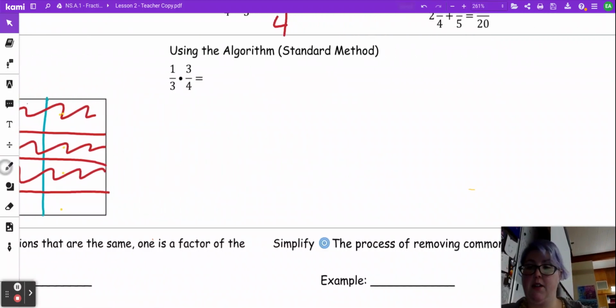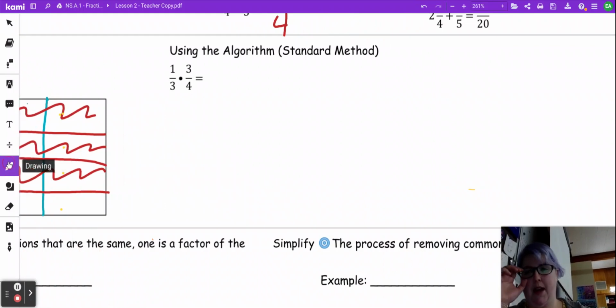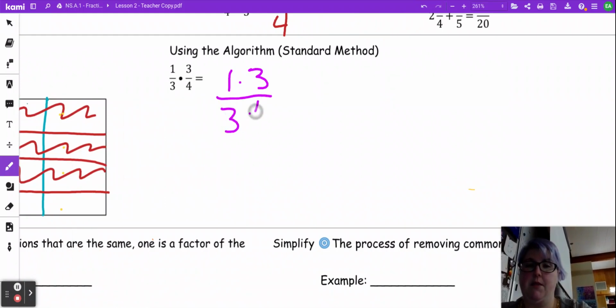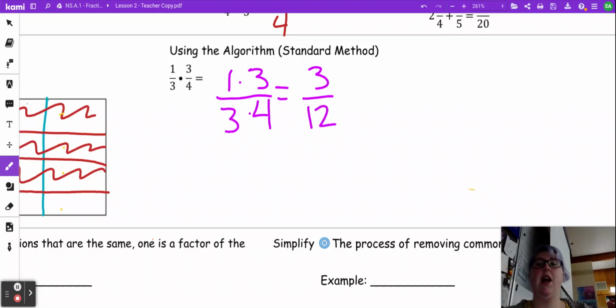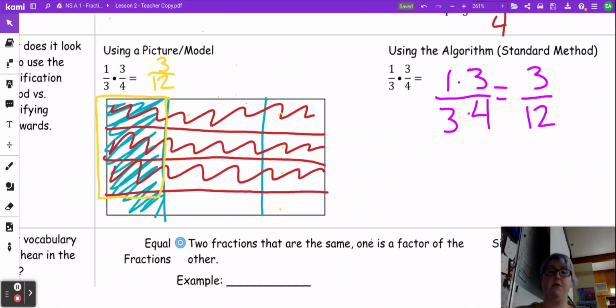Now, the algorithm, the standard method, the way that most adults know how to do the math, you multiply straight across. So this becomes 1 times 3 and 3 times 4. And when we do that, we get 3/12. Oh, look, the exact same as our picture. It shows the exact same thing. So it doesn't matter which method you use, you get the same answer.